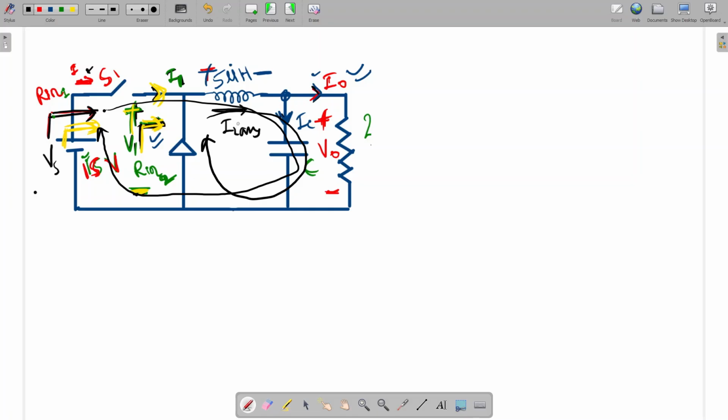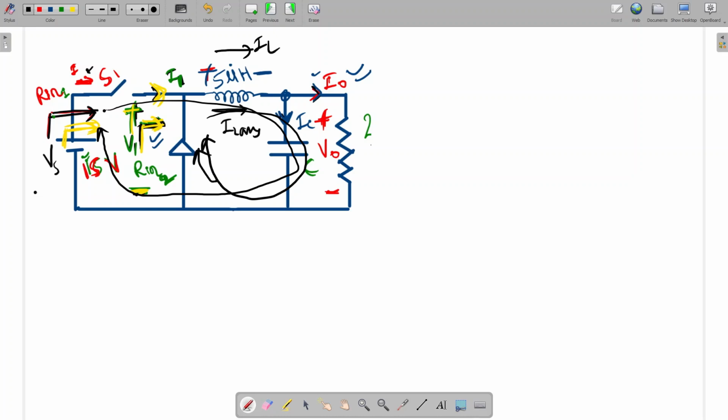Sir, I said that when the switch is on, it means current flows from the inductor to the load and the capacitor will be charged. After, when the switch S1 is off, then the diode works like a freewheel diode. It takes current from the inductor and capacitor and flows to the load. So the same circuit, inductor current IL will flow through this one.